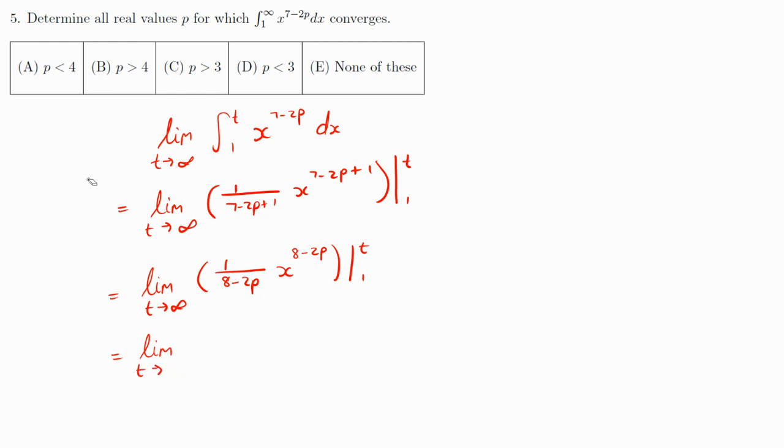Let's substitute all of these values in. It will be 1 over 8 minus 2p, and then t to the power 8 minus 2p minus 1 over 8 minus 2p.